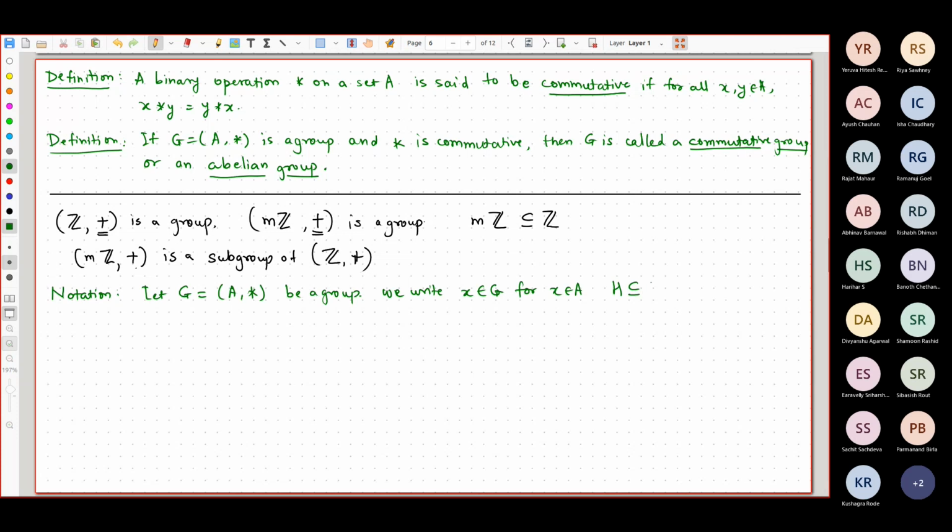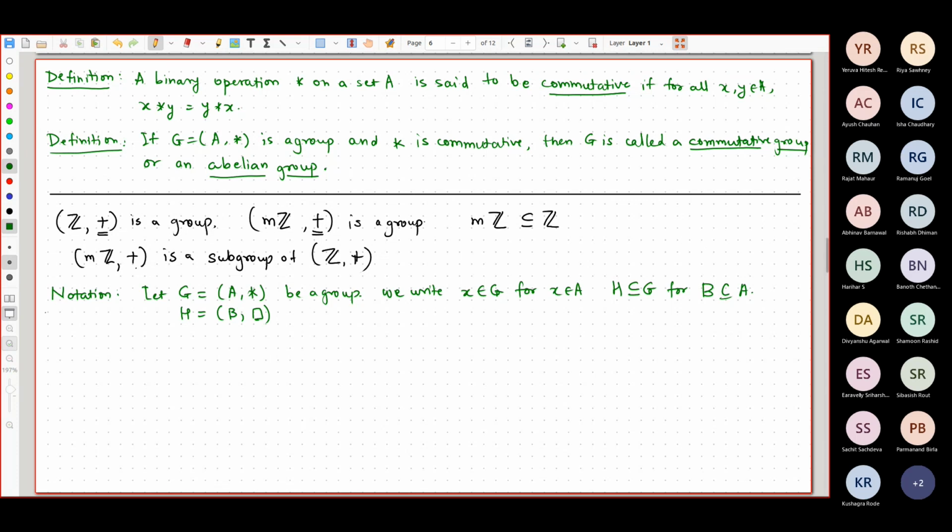Similarly, we could say H is a subset of G. So if H equals some (B, star), possibly with some different operation, I don't care. When I say H is a subset of G, I really mean B is a subset of A. So whenever I use any set operation on a group, I really mean I'm talking about the set part of the group. I'm ignoring the group operation.